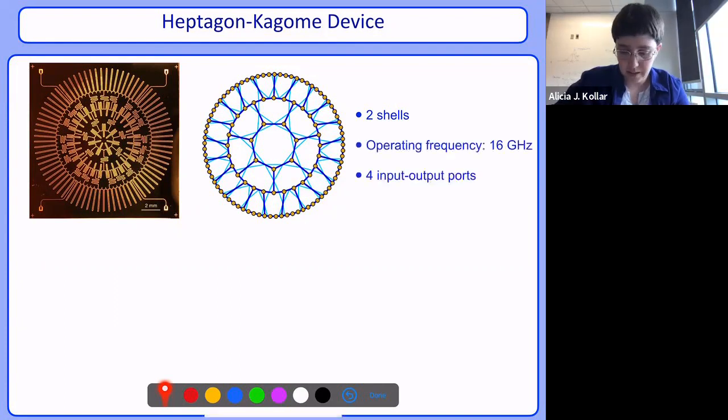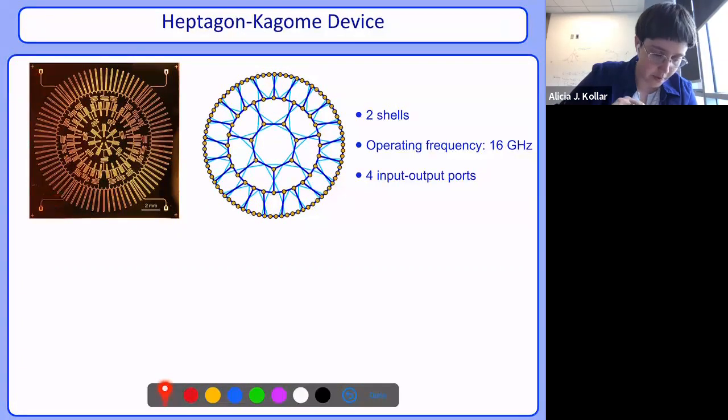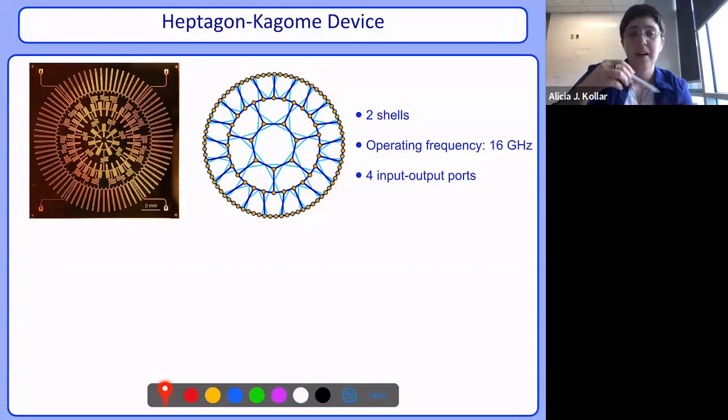It operates at 16 gigahertz. And in addition to the lattice itself, it has these 4 little antennae here, and these allow us to actually measure this structure. We can pipe microwave photons in and out and see where the eigenmodes of the system are and try to match that to the eigenvalues and the eigenfunctions of the adjacency matrix of this graph.